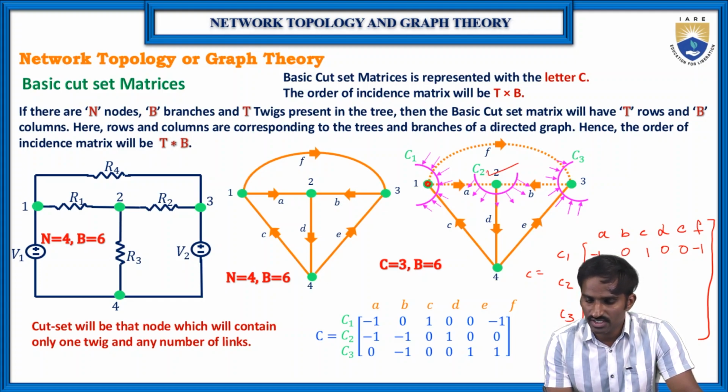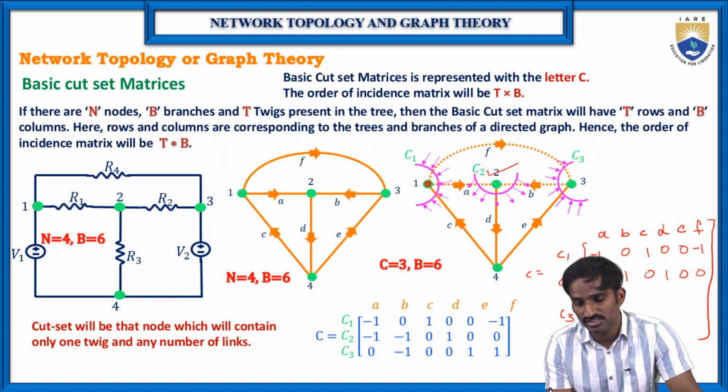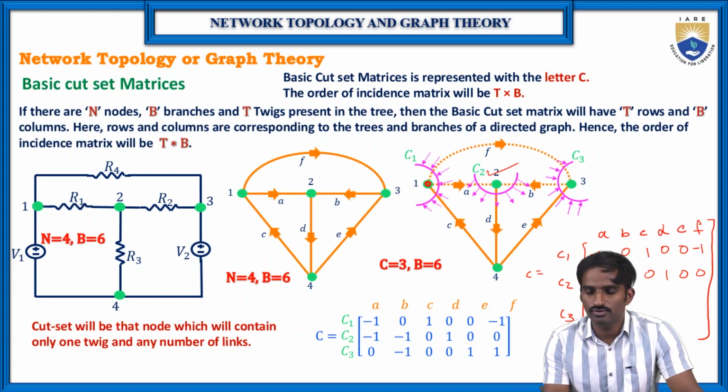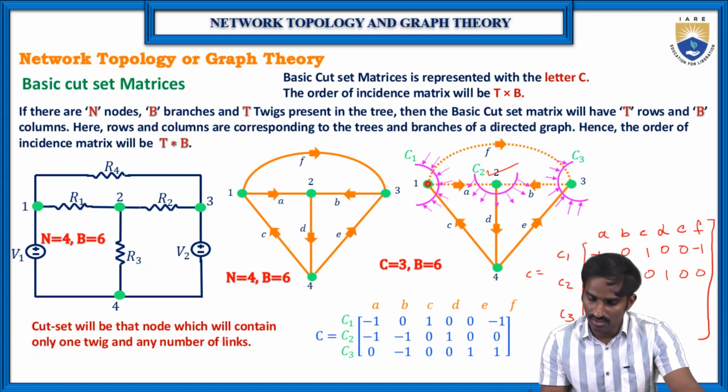What are the branches connected to cut set 2? A, B and D, and the remaining are zeros. Then again coming to A, whether the cut set direction and A are the same or opposite: here the cut set is away from node 2, but A is towards node 2. So that's why it is -1. Coming to B, it is also towards node 2, but the cut set direction is away from node 2. So that's why -1. Of course, D is the same as the cut set direction, so +1.